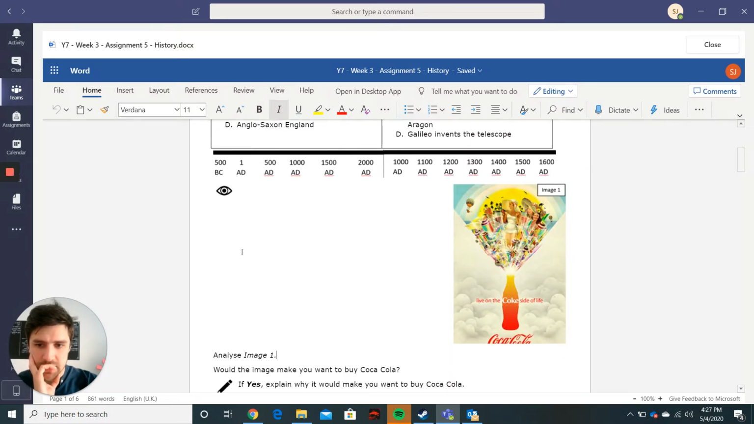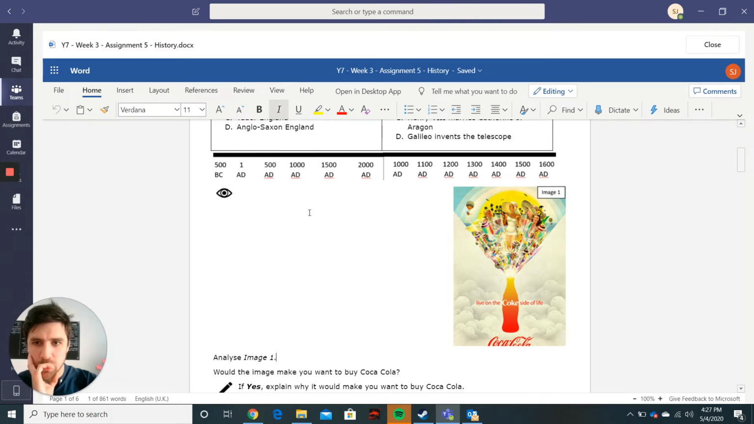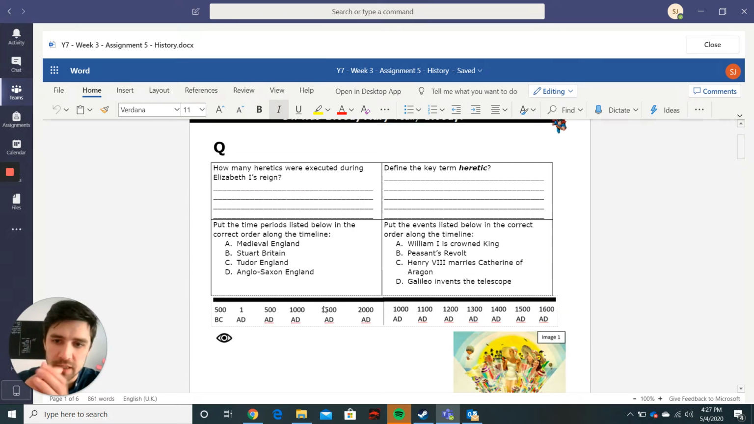The next task asks you to put those in order. It should be in this order. Medieval England is from 1066 until 1485. So that's letter A. Stuart Britain is from roughly 1603 until 1714. Tudor England from roughly 1485 until 1603. And Anglo-Saxon England from roughly 440 AD until 1066 AD.